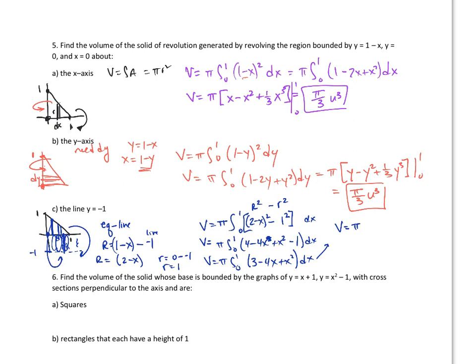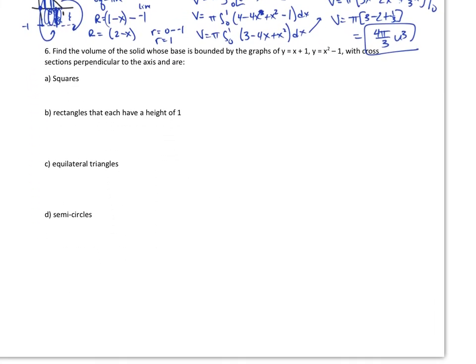And this will be 3x minus 2x squared plus 1/3 x cubed on the bounds from 0 to 1. Put your values in, you'll get pi times 3 minus 2 plus 1/3, which will give you 4 pi over 3 cubic units. All right, moving on to the last problem. Let's slide all this up.